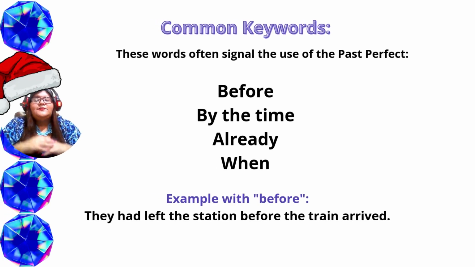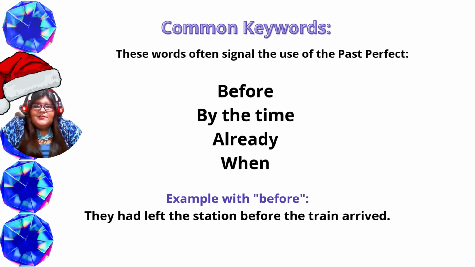So now, guys, for you to understand a little bit better or identify when the sentences are in the past perfect, I decided to add these common keywords for you to identify these sentences better. These words often signal the use of the past perfect: before, by the time, already, when. For example, with before we have: they had left the station before the train arrived.